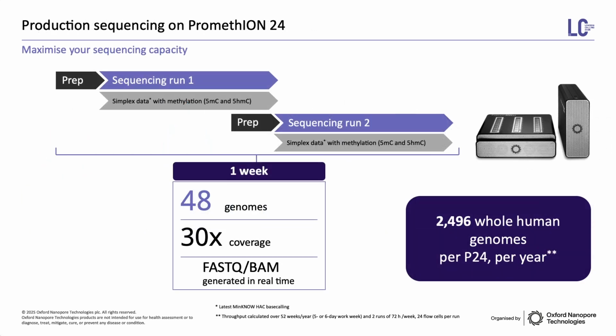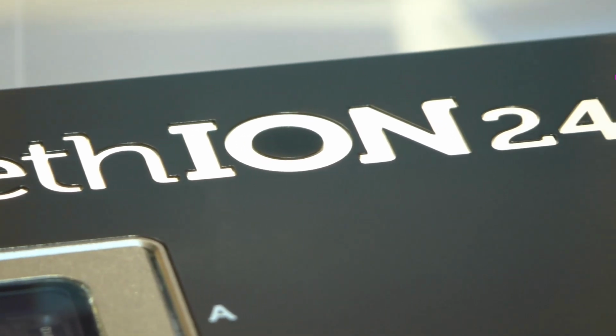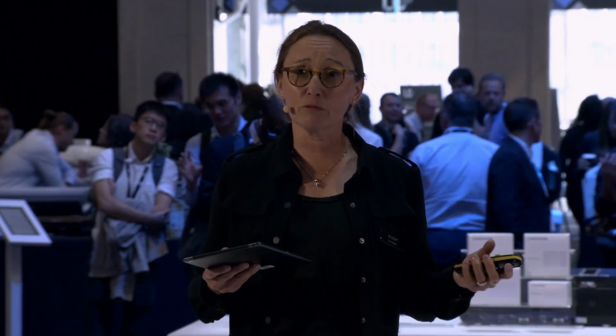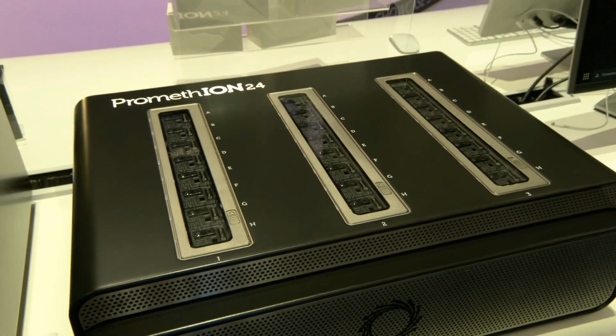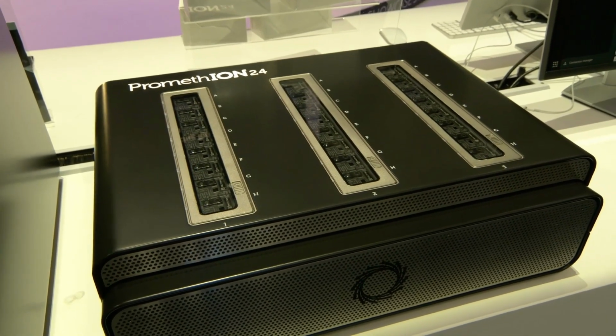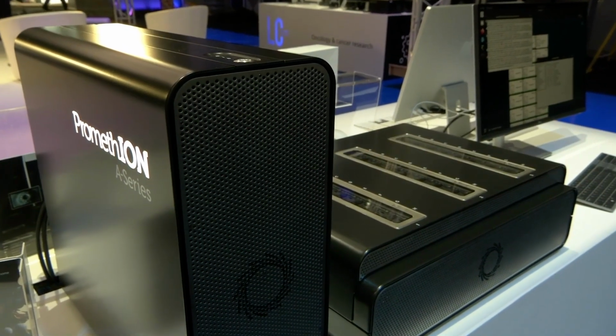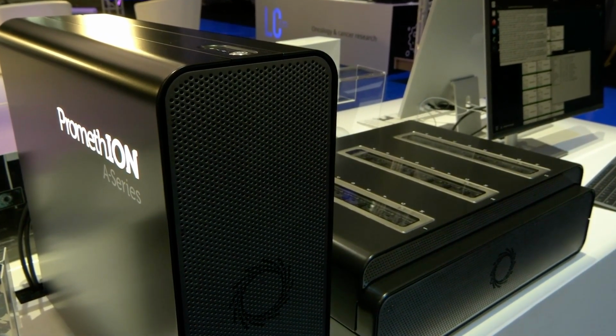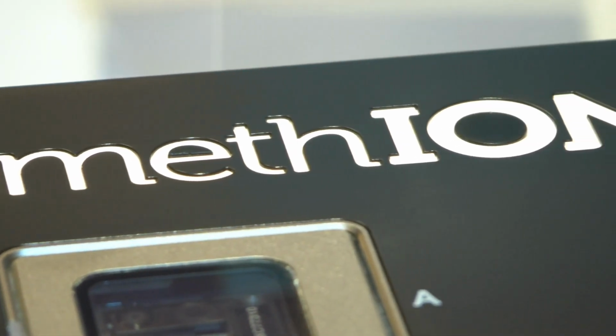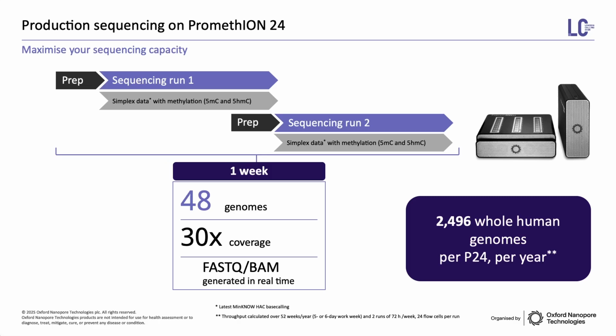And so our P24 and the A-series tower are really the ideal production tool for generating a lot of genomes per year. And by a lot, I mean we can generate about 2,500 genomes at 30x per year. That's about twice as much as you would get with a Revio, which does, I think, about 1,300 samples per year. And it's also way more flexible than, for example, what you do on a NovaSeq, because you can do one flow cell at a time.